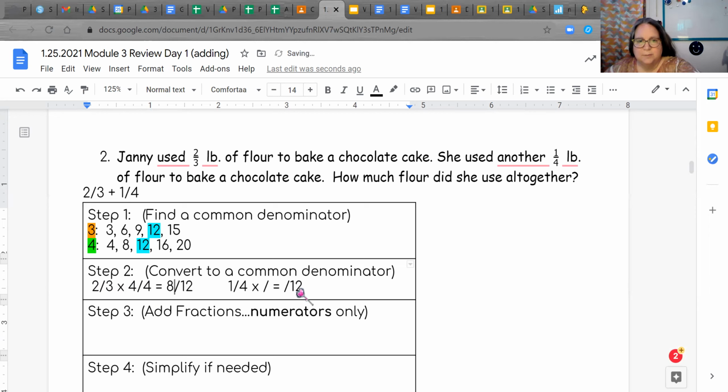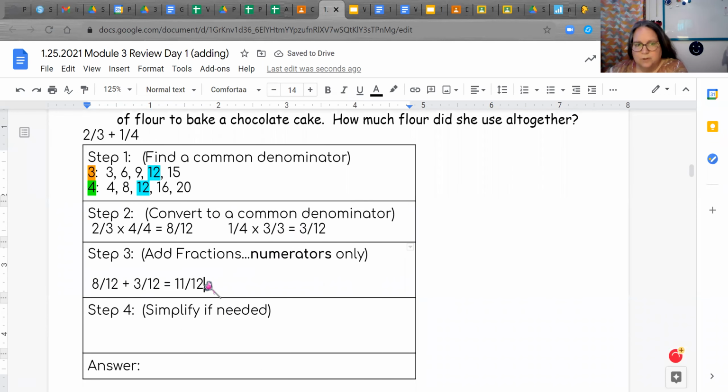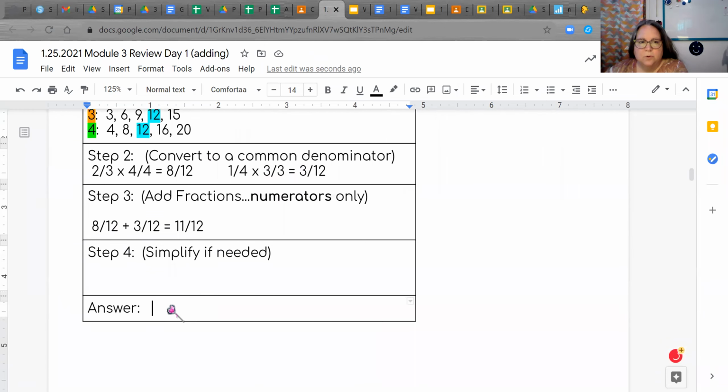Now 4 times what number gives me 12? Yes, you guys, it is 3. When I do the bottom, I do the top. 3 times 1? Yes, 3. Now I go right here and have 8/12 add 3/12 equals, what's 8 plus 3, guys? Yes, 11/12. And I see that 11 cannot go into 12 evenly. So I also know that 11 is a prime number. So my answer is 11/12.